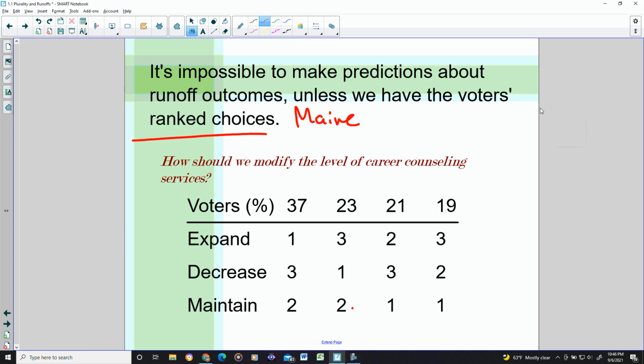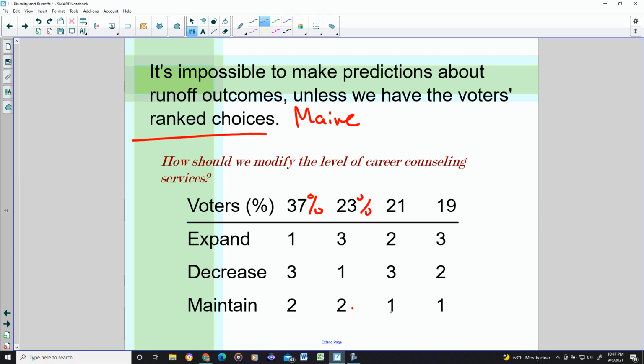All right, so 37% of the voters voted to expand first. That was their first choice. Then maintain, and then decrease. 23% of the voters, and you think of this as percentages here, right, said that they would decrease services first, and then maintain, and then expand afterwards. Expand would be their last choice. So maybe these people did not like expansion. These people did like expansion.